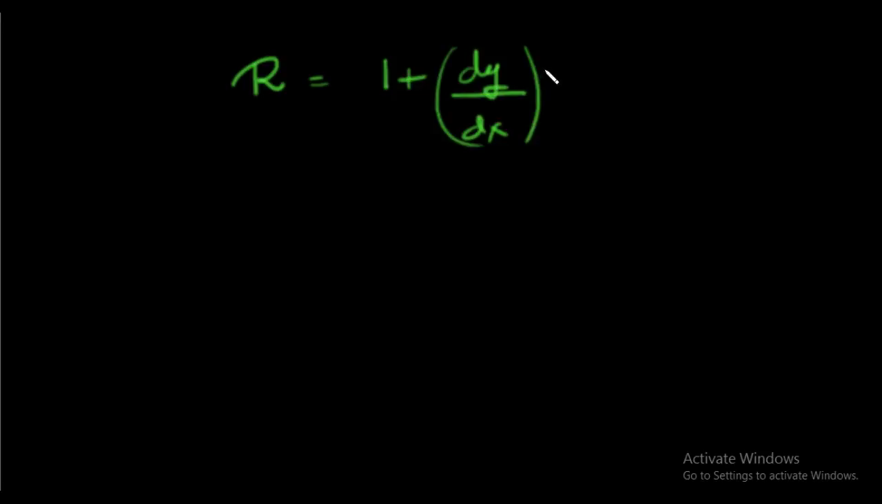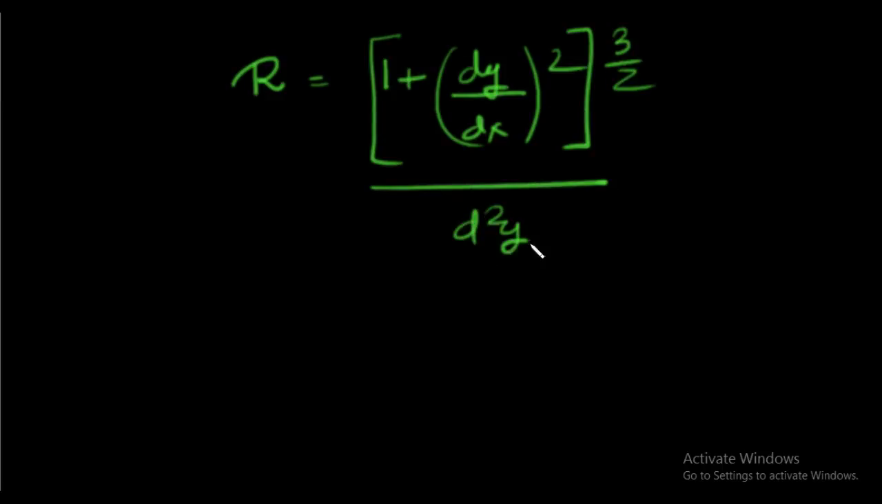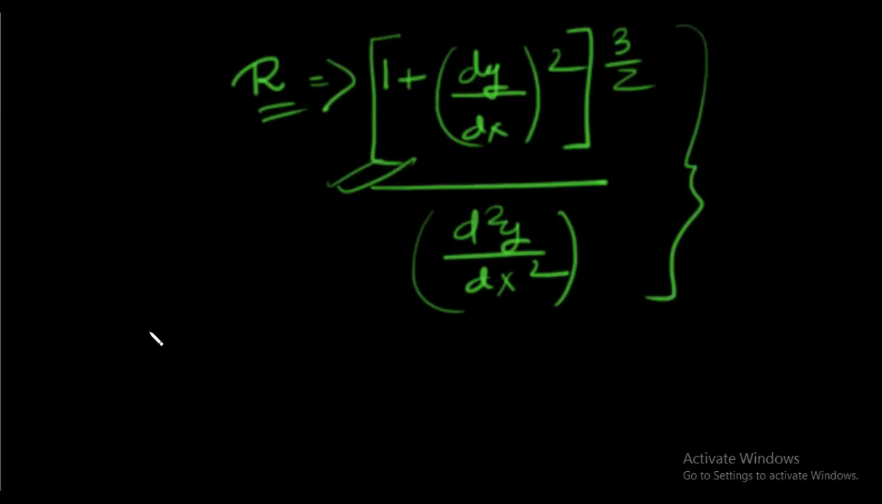Now we come to another important theory, which is the theory of radius of curvature, which is r. Radius of curvature is defined as 1 plus dy over dx the whole square to the power 3 over 2, divided by d2y by dx2. This is the exact mathematical expression of the radius of curvature of any curve. In many cases they ask to find the radius of curvature.